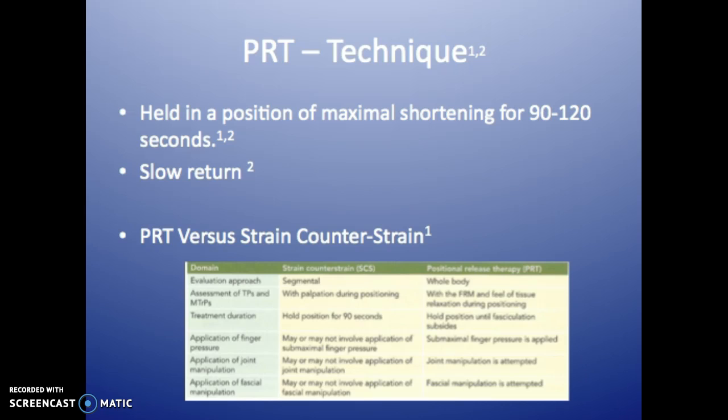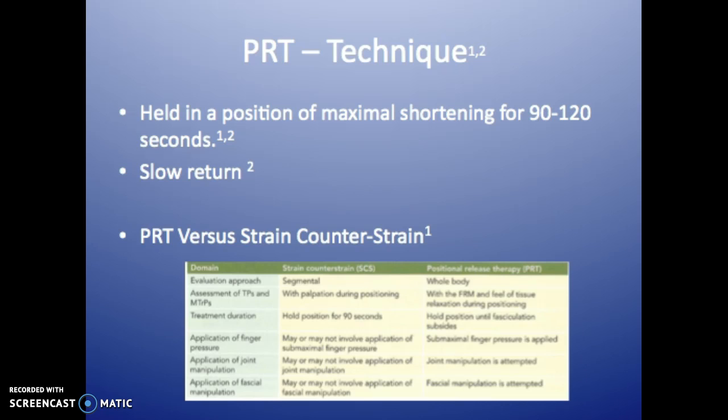Now, I know some of you must be thinking that it sounds a lot like strain counterstrain. Strain counterstrain is actually a type of PRT because you are moving them into a relaxed position. But in strain counterstrain, you're really going to be focusing on those myofascial trigger points. So you are going to have slight pressure on a sensitive area or a tender spot while you move them into that relaxed position, or while you're in that relaxed position.